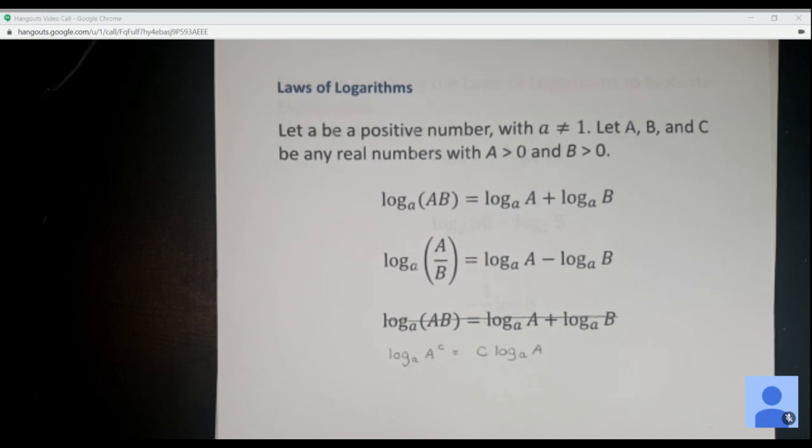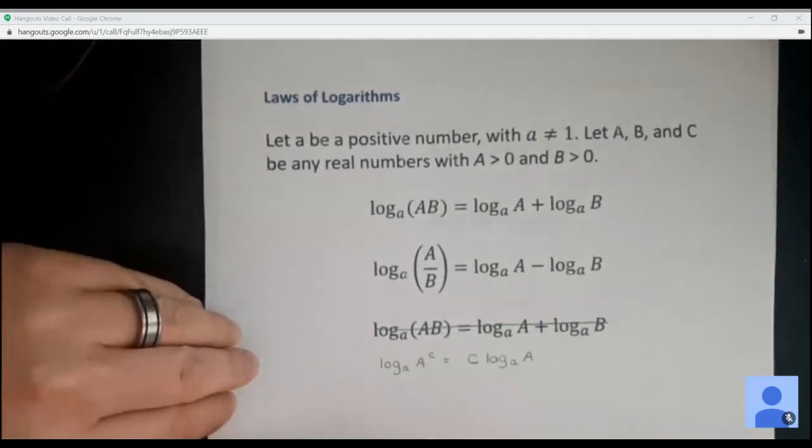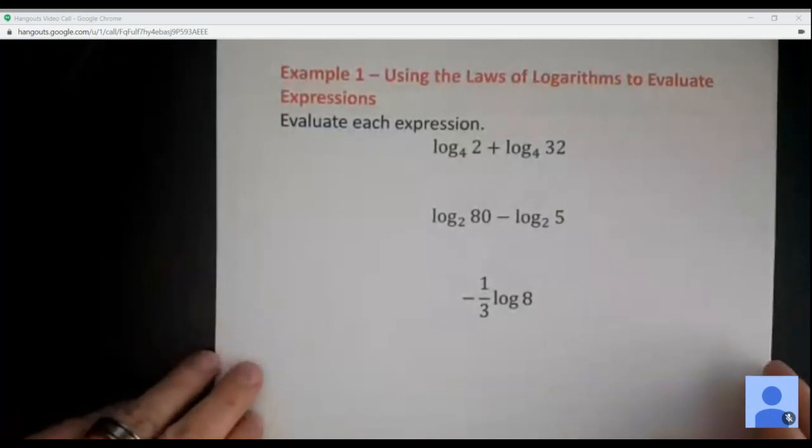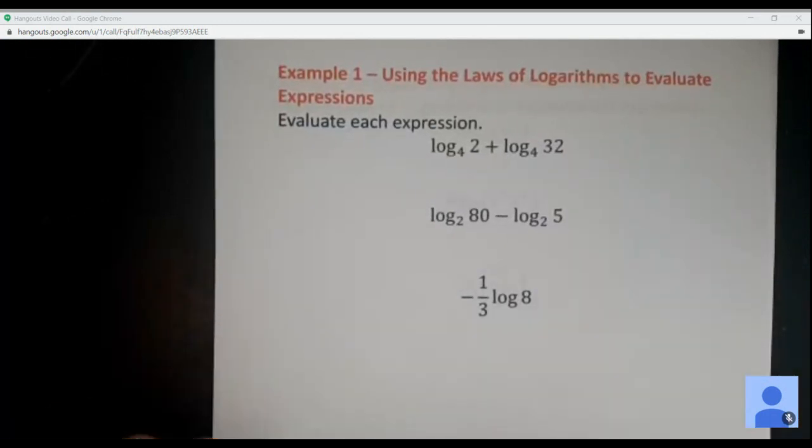Does anybody want more time to get those laws? All right. So again, they're in the slides, right? So if you ever need to look back at them, if you didn't get them in your notes, that's fine. So let's take a look at these examples now. We want to evaluate each of these expressions, and we're going to use our laws of logarithms to help us do that.